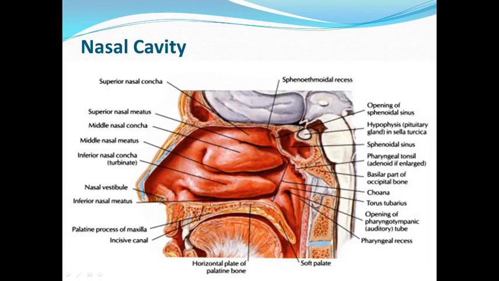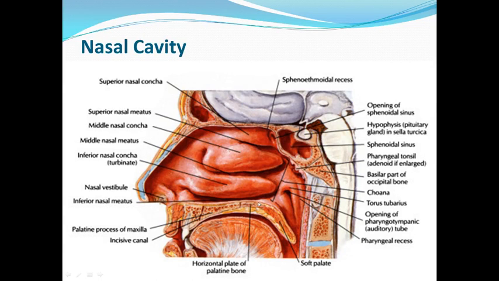Now talking about the floor of the nasal cavity. The floor is around 5 centimeters in length and 1.5 centimeters in width, and it is basically formed by the palatine process of the maxilla and the horizontal plate of the palatine bone.